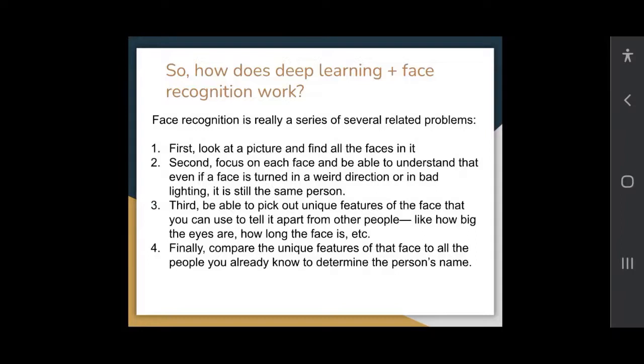It's very simple. All we have to do is follow these four steps. First, we look at the picture and find the faces in it. Second, we focus on each face and be able to understand that even if its face is turned in another direction or in a bad lighting, it's still the same person. Third, we be able to pick up unique features of that face that you can use to tell it apart from other people, like how big the eyes are, how long the face is, etc. Finally, we compare these unique features with all the other images from our dataset to determine the person's name.